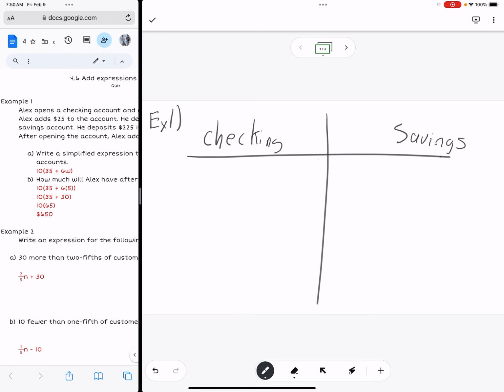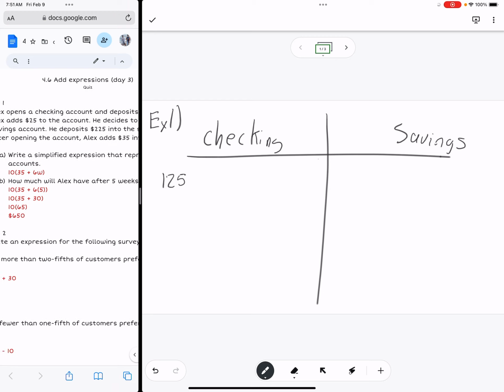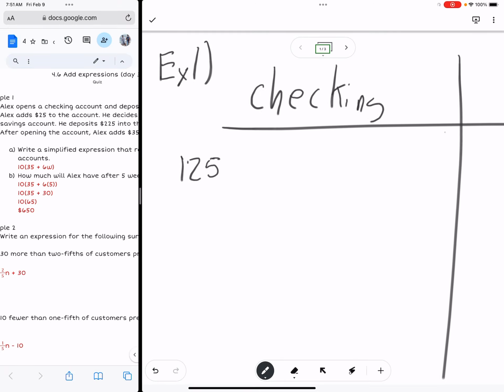So for the checking account, how much does he deposit? $125. Yep. And I meant to type in per week. It actually does say that. Every week, he adds how much to the account? 25. So how do I represent that as an expression? 125 plus 25W. We have this rate right here, so we're going to represent that with a letter, a variable, and a coefficient of 25.